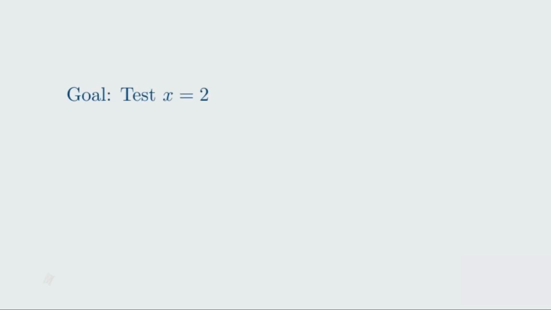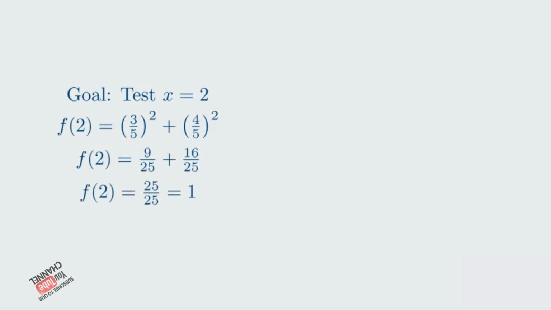Now, let's verify the solution we suspected at the beginning. We want to see if our function equals 1 when x is 2. Substitute 2 into our function. This gives us f of 2 equals 25 over 25, which is 1. Since f of 2 equals 1, we have confirmed that x equals 2 is indeed a solution.